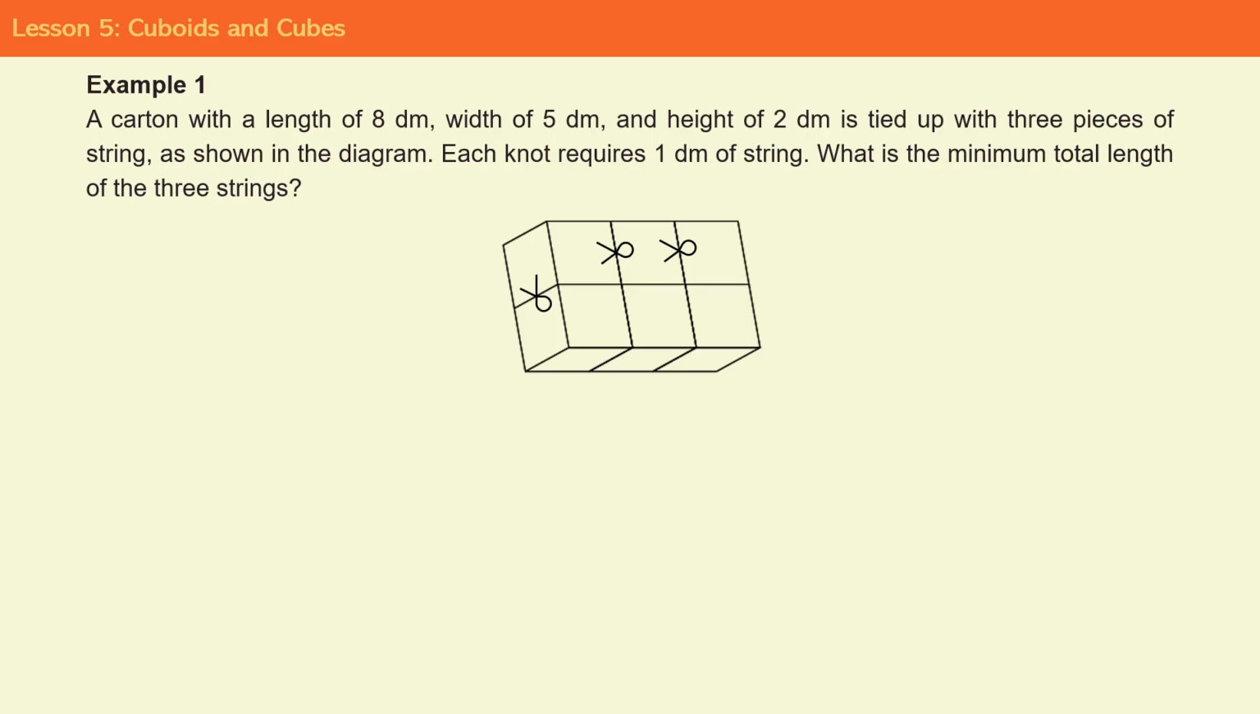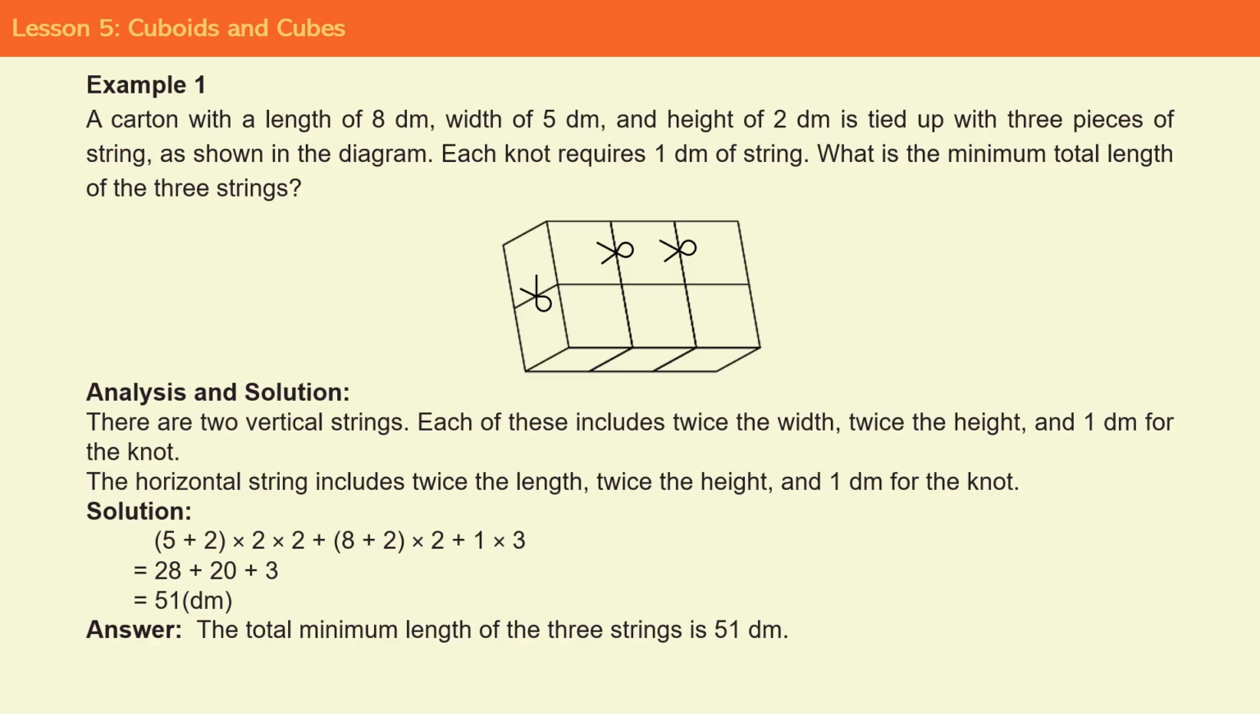Example 1. A carton with a length of 8 decimeters, width of 5 decimeters, and height of 2 decimeters is tied up with 3 pieces of string, as shown in the diagram. Each knot requires 1 decimeter of string. What is the minimum total length of the 3 strings?